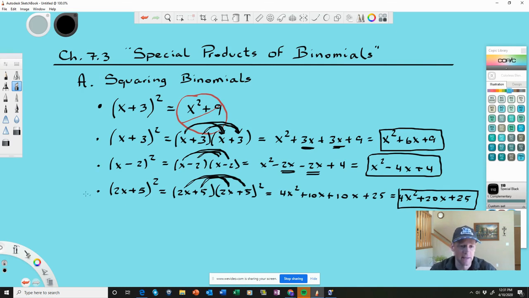The other half of today's lesson is another pattern called a difference of squares pattern. Now this one is very famous, and you will see this pattern a lot in your high school career. Difference of squares.